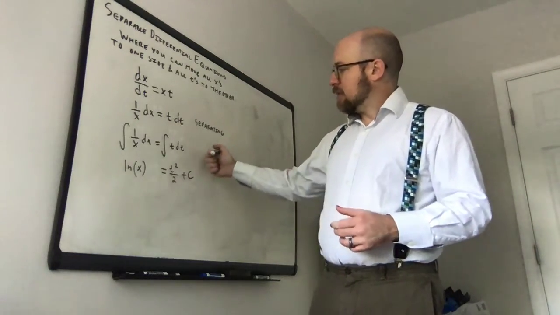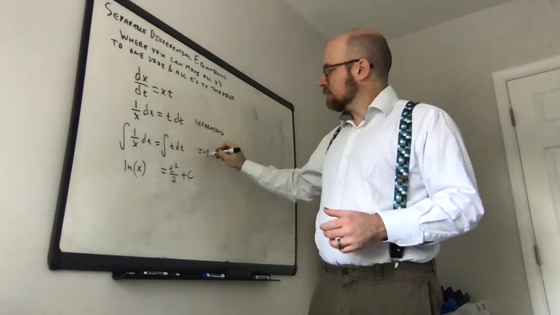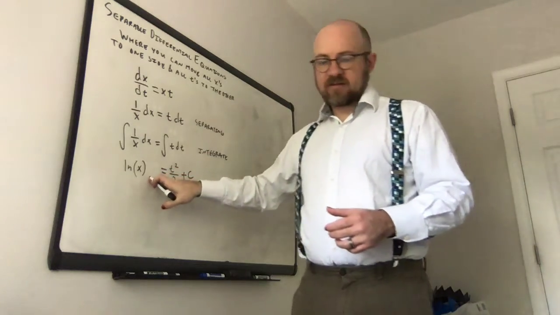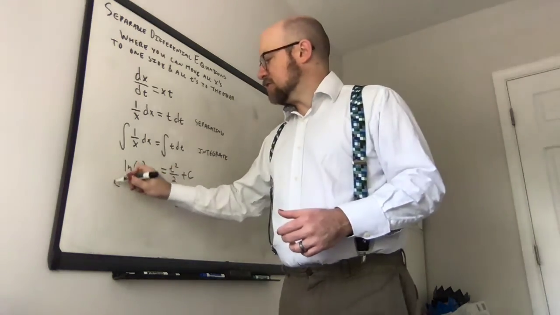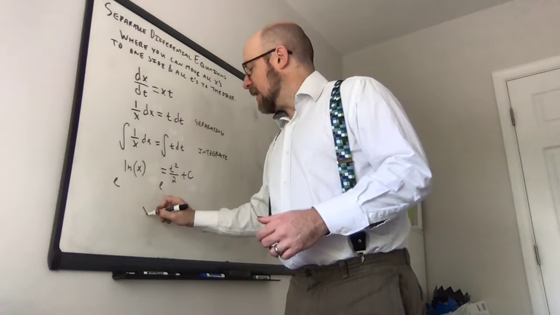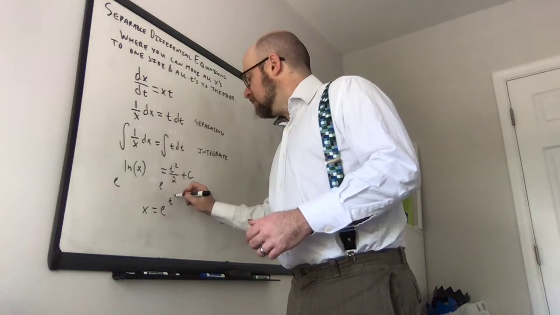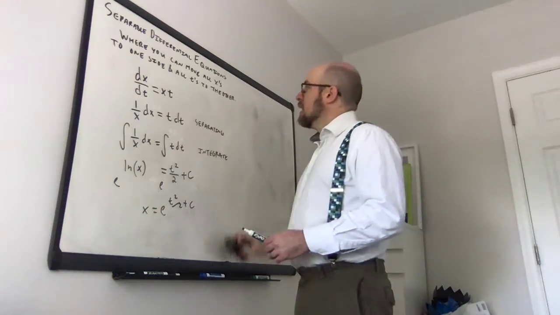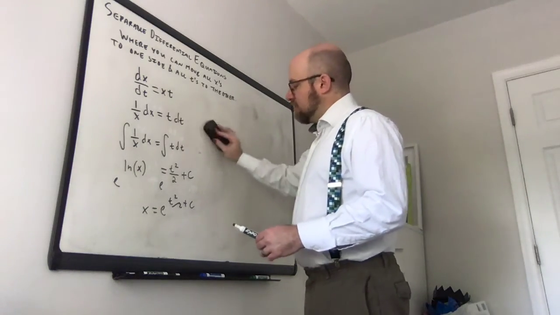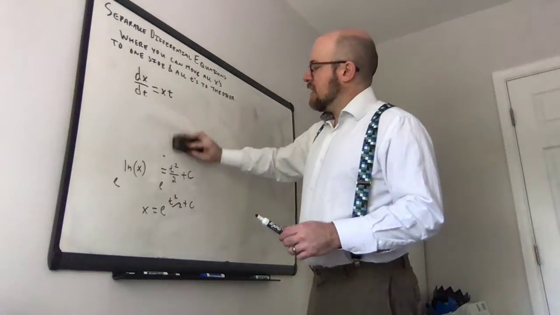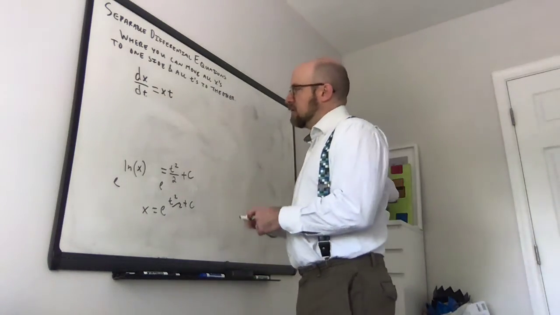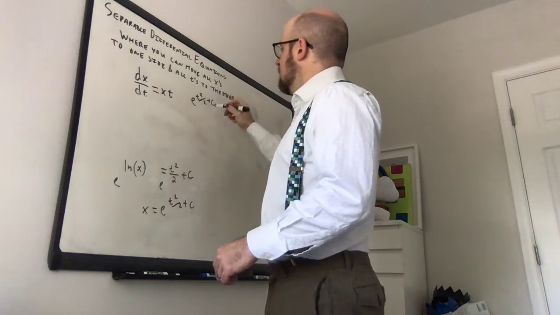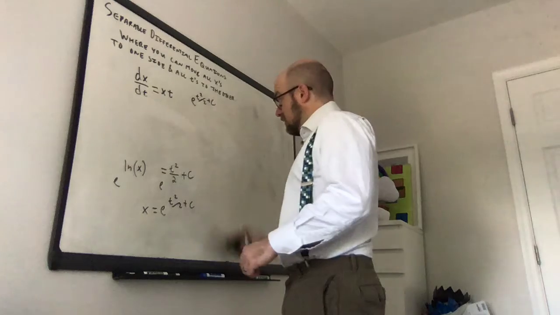And then our last step: we separate, we integrate, and then we can solve for x. And of course, to solve for x here, you exponentiate both sides. And so we get x equals e to the (t squared over 2 plus c). Okay? Now, x equals e to the (t squared over 2 plus c) is called the general solution.